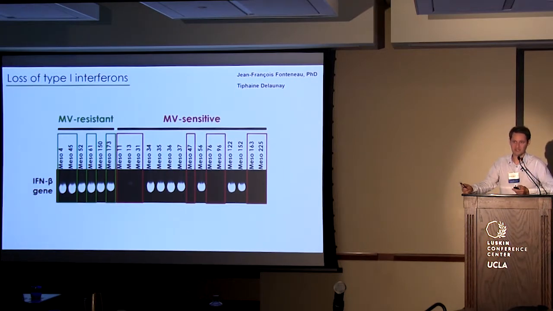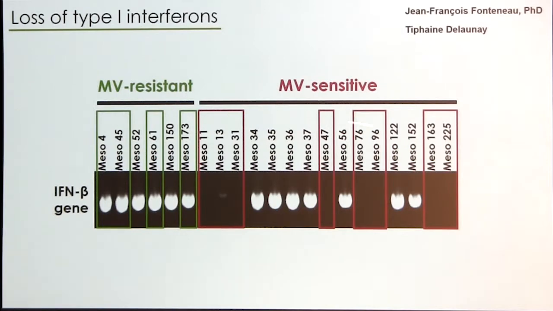That's work that was performed by Jean-François Fontenot, a senior researcher in the lab, with a PhD student, Tiffaine Delaunay. When we screened our MV-resistant or MV-sensitive cells, we found that there were some deletions at the genomic level. We first saw that there were deficiencies in the type 1 interferon response. As you know, the type 1 interferon response is really important to fight viral infection. So you have interferon alpha and beta. And you can see that MV-sensitive cell lines really often lose both copies of the gene encoding interferon beta.